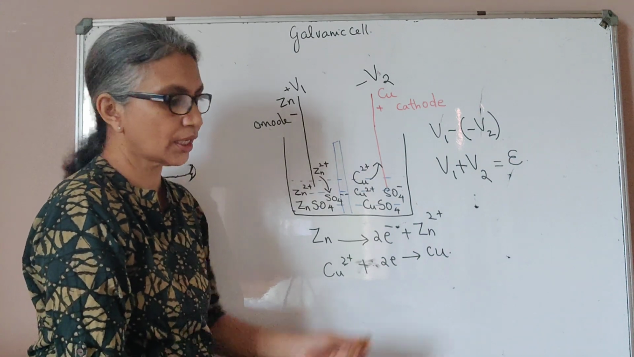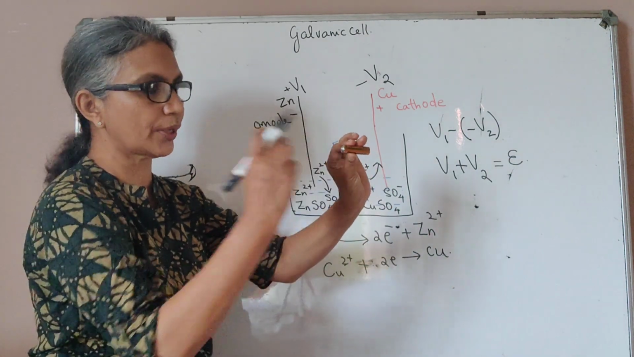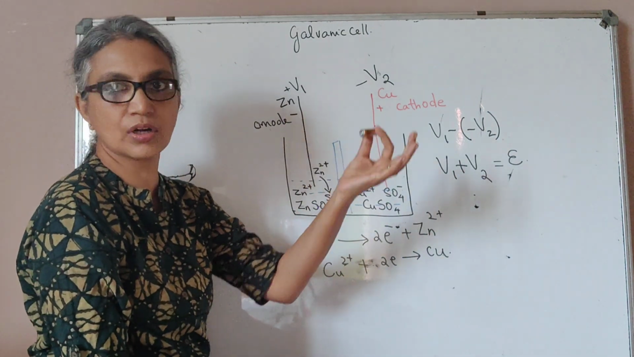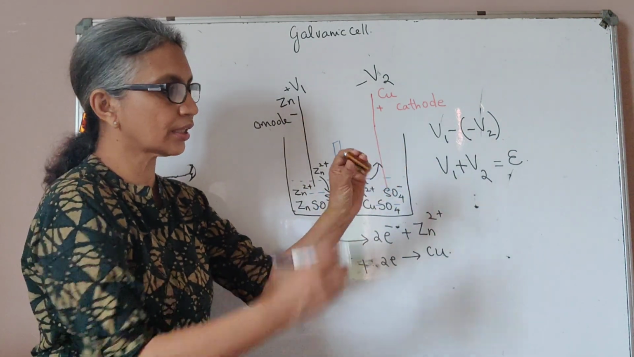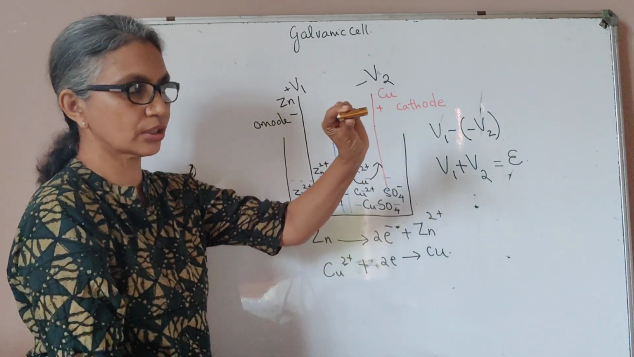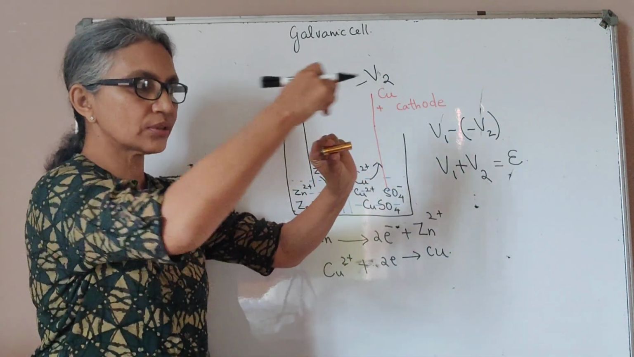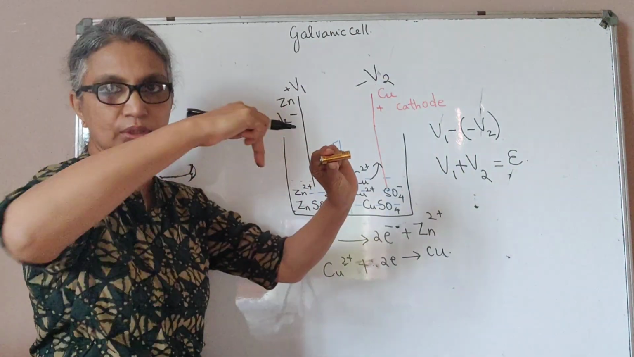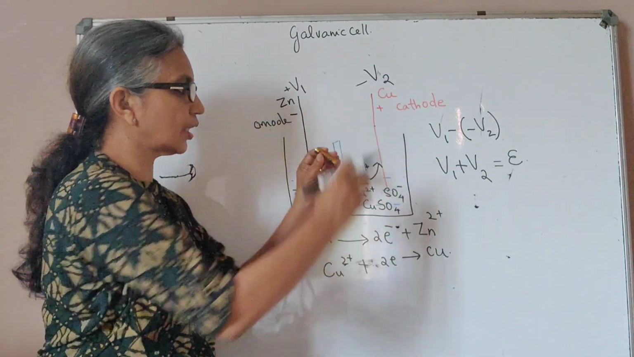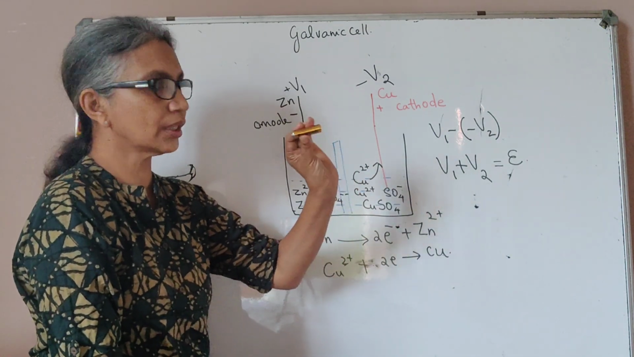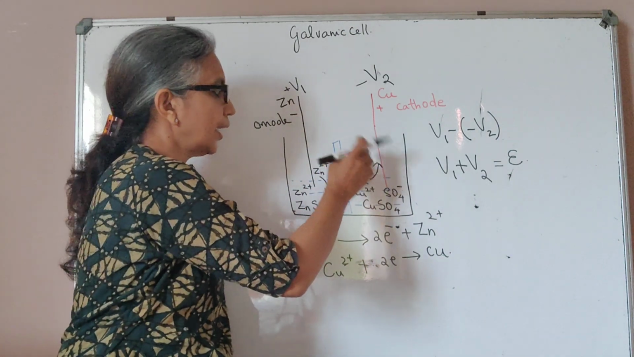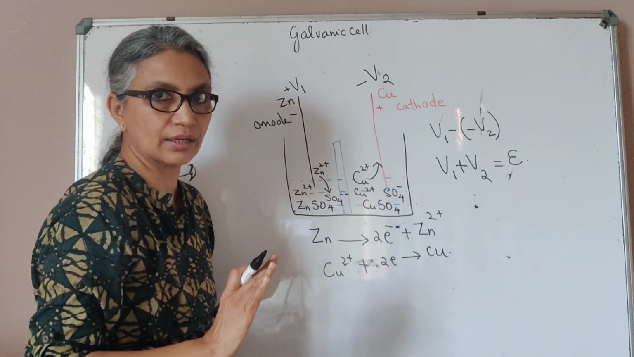Open circuit means I have not connected this cell to any external circuit. So this cell now does not carry current. If I connect a bulb or a remote across the cell, then I am closing the circuit and there is a current through the bulb as well as through the cell. So here we are taking the case of an open circuit, that is, I have not connected any resistor across the cell and therefore the cell is not carrying current.